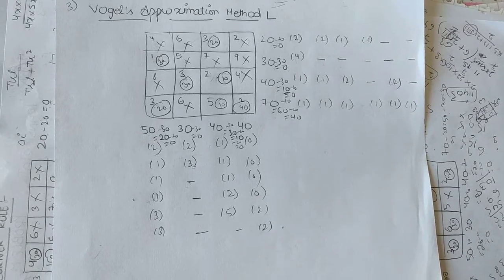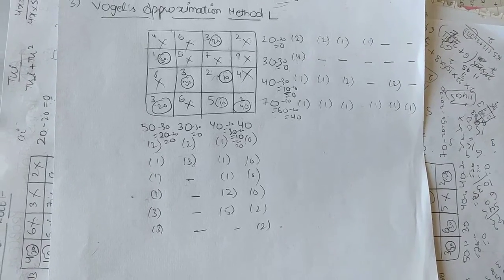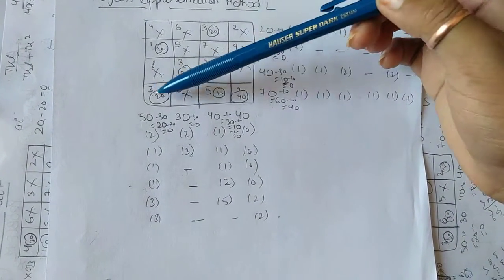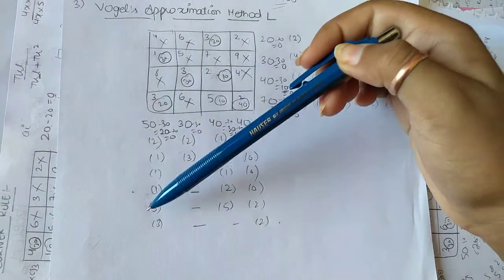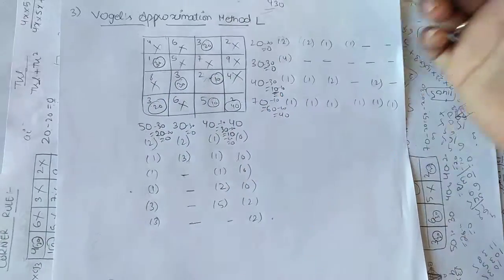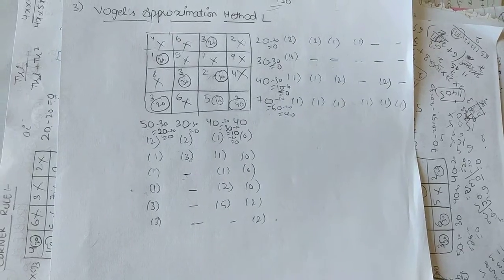I have solved all of the table and you can see the answer. Remember, when in a column only one value is left, suppose these three are cancelled and only this one is left, then we will assign 3. So I have solved the table.